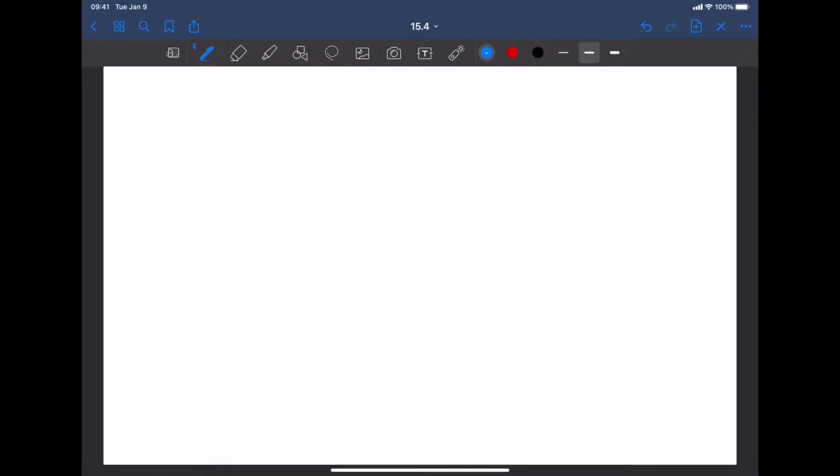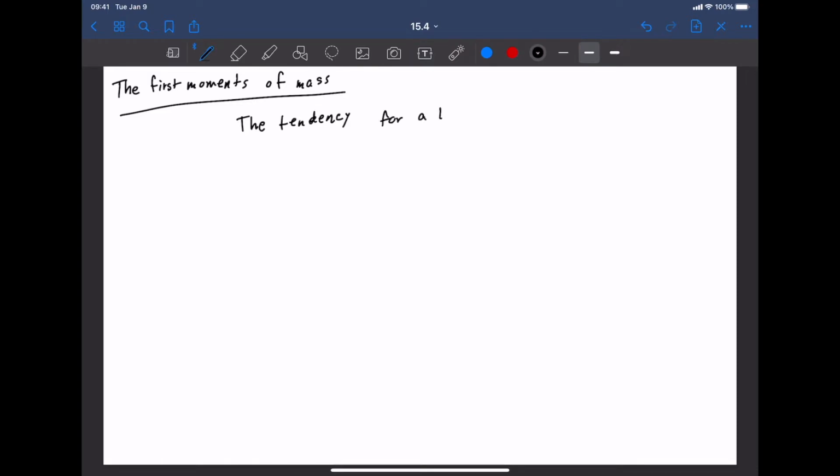Likewise, if we take another concept from physics, the first moments of mass. And again, this does not have as good of an analogy with charge or something, but this is important for the biggest concept we can develop here. A moment is the tendency for a lamina to rotate about an axis.